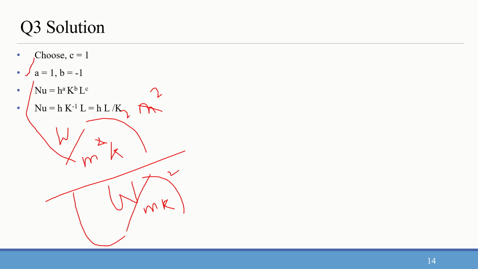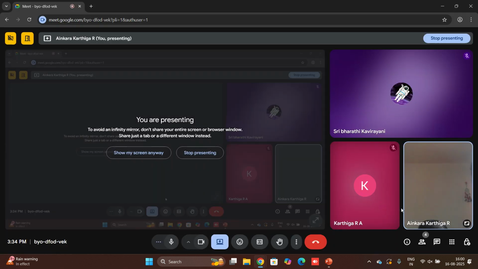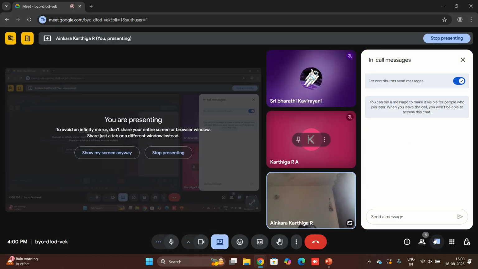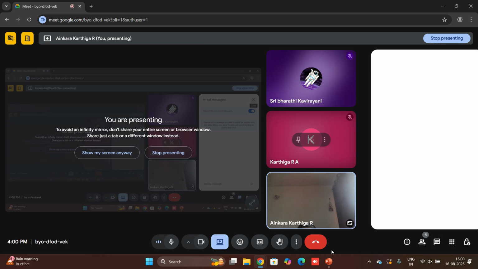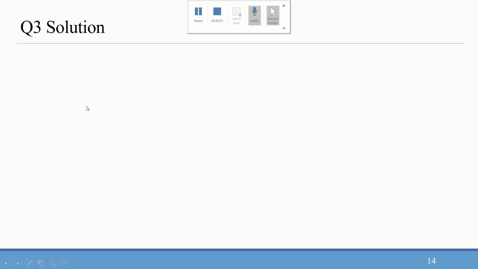But mostly Nu is equal to hd by k is what we will be using in most of the applications or most of the problems. So that is how we calculate the answer for question 3. I hope it is clear. Do we have any doubts at any point? Okay, so we will continue. That is how we do question 3.